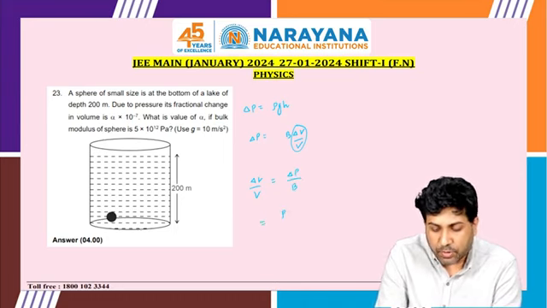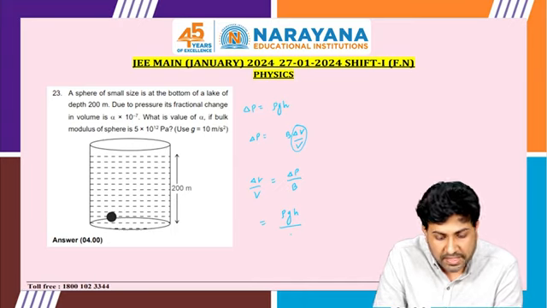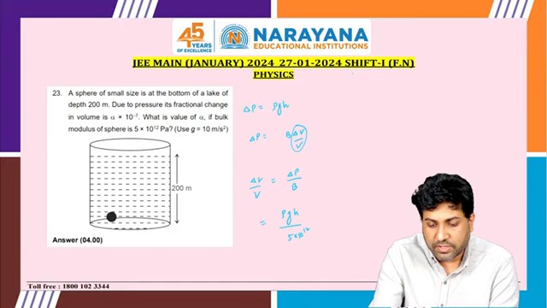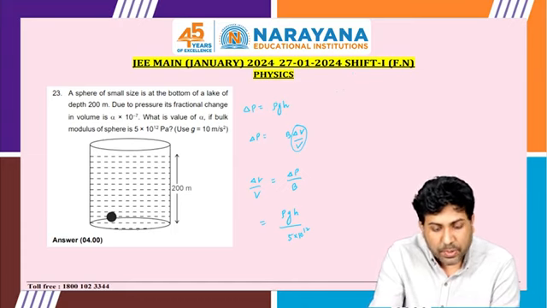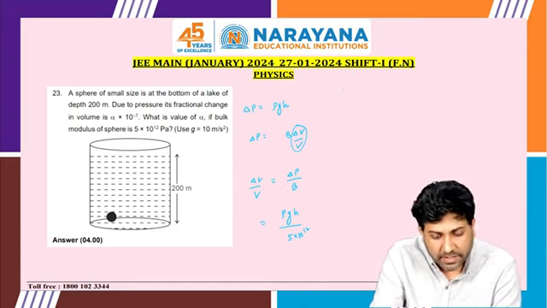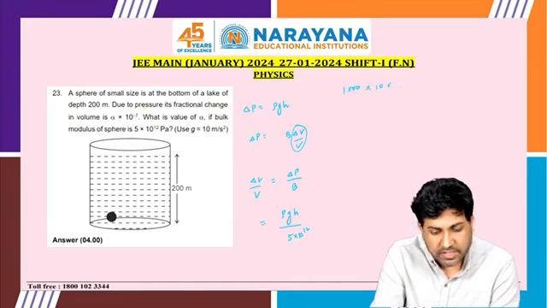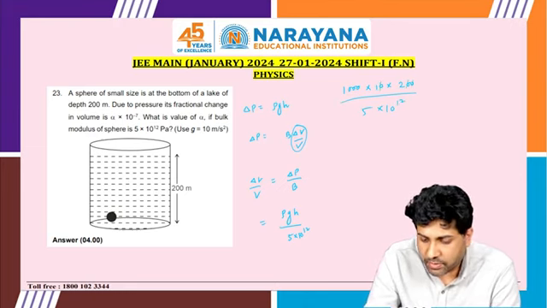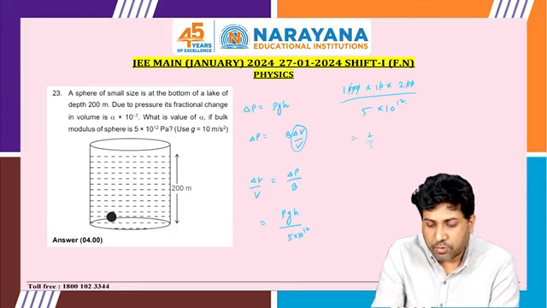Now delta P is rho g h and the bulk modulus is given to us in the question, 5 into 10 raised to the power 12. So let's solve it, and rho is the density of water. Let's take it as 1000 kg per meter cube. g is 10, h is 200 meters, divided by 5 into 10 raised to the power 12. So 1, 2, 3, 4, 5, 6. So this will become 10 raised to the power 6. 2 by 5 into 10 raised to the power minus 6.